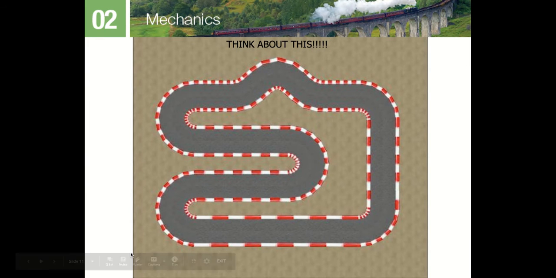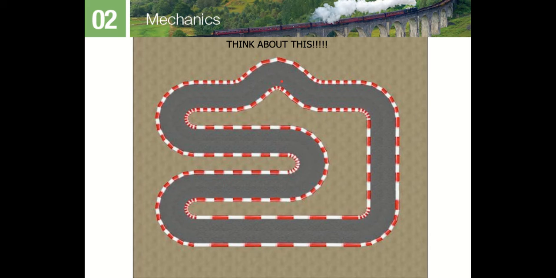Here's a great example, what I like to call the bet. Let's just say that this is our start line right here, and I go all the way around the track and I'm racing, and I get all the way back to the start finish line. Let's say my distance is 100 meters all the way around, and it took me 10 seconds to do that.